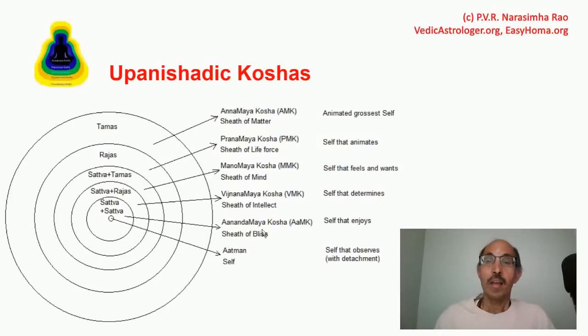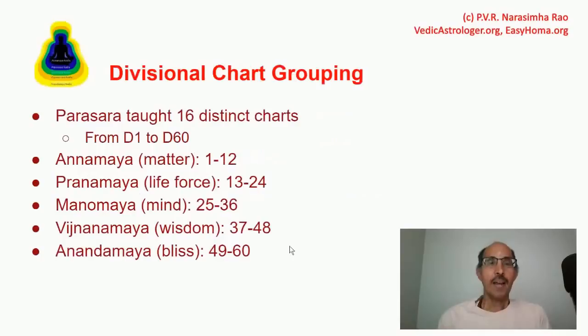Now, the 16 divisional charts that Parashara gave map to these five koshas. Parashara did not describe it clearly, but he told us what to see in various charts. And if we just apply our intelligence, apply our thinking, we can deduce how those charts map to these koshas. So I will be going through that. As I said earlier, Parashara taught 16 distinct charts. They go from D1 to D60. Of course, not all the 60 numbers have a chart corresponding to them. Only certain numbers have charts corresponding to them. So those numbers are 16.